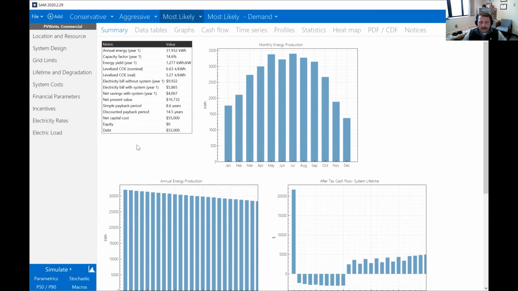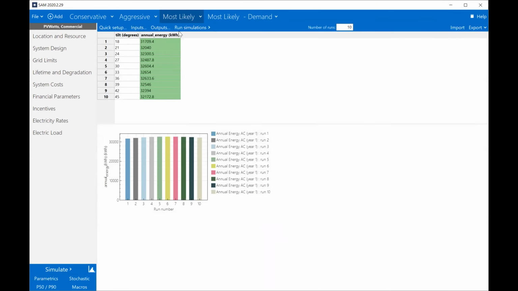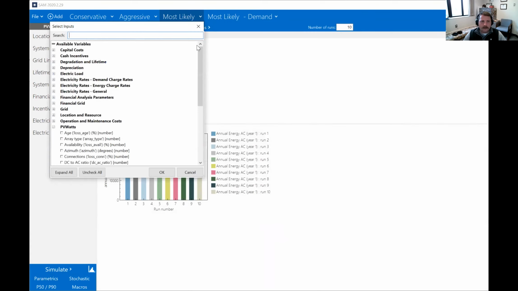Let's do some optimization of system size. Remember, we talked about that. Maybe you didn't know what system size you wanted, so we want to do some optimization of size. So I'm going to go back here, and I'm just going to turn off all my inputs.